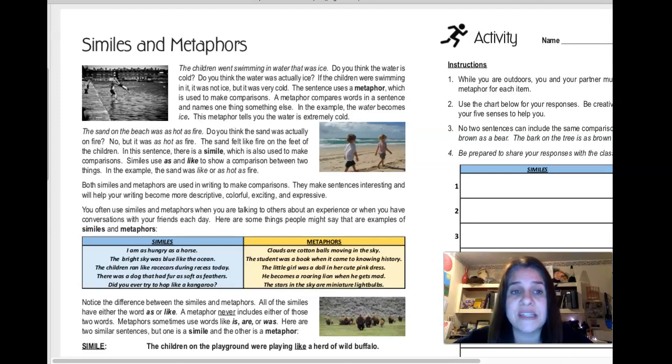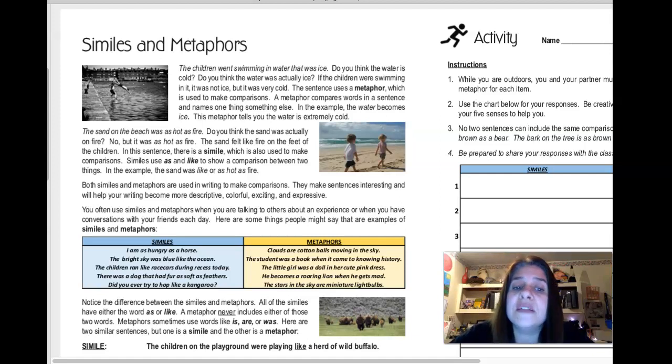Guys, I think of the word simile. It has an L in it. A simile uses the word like or as to compare. Metaphors do not. Both similes and metaphors are used in writing to make comparisons. They make sentences interesting and will help your writing become more descriptive, colorful, exciting, and expressive.